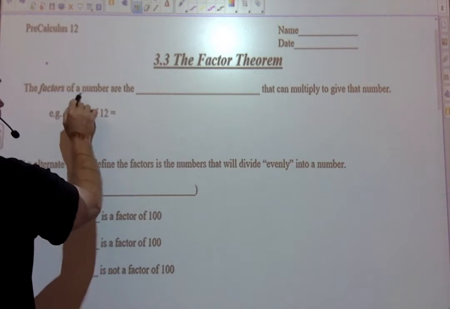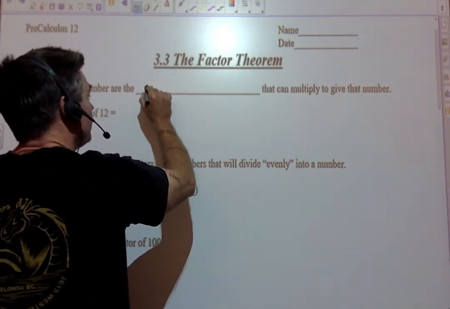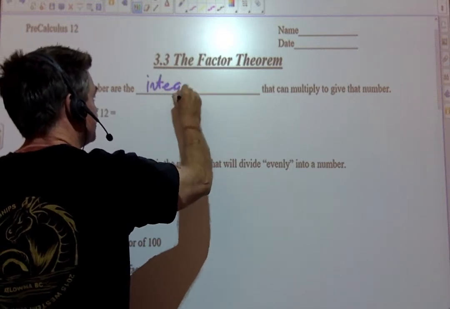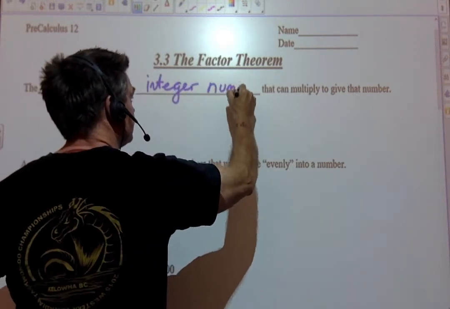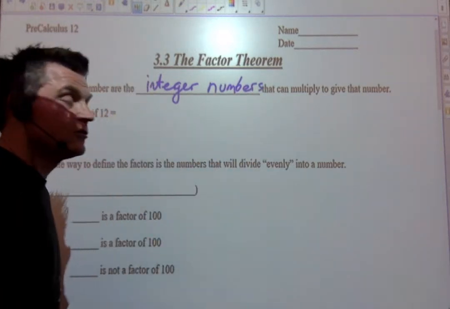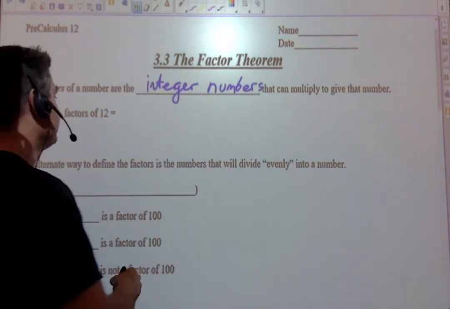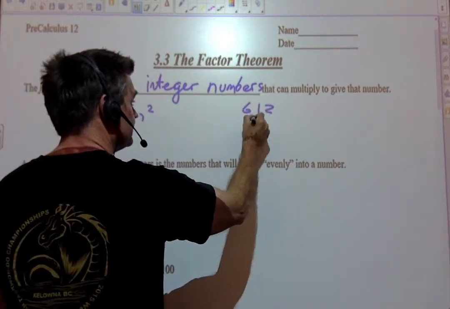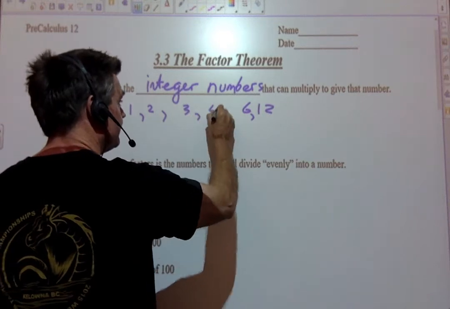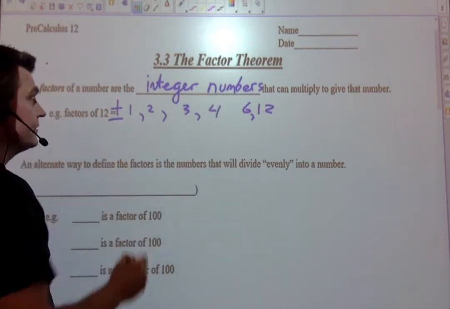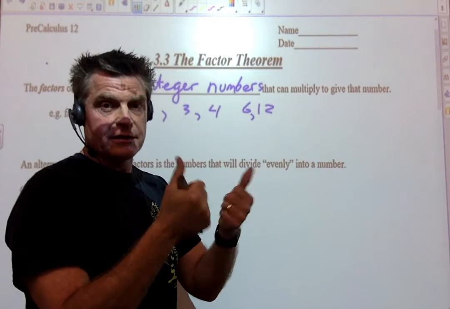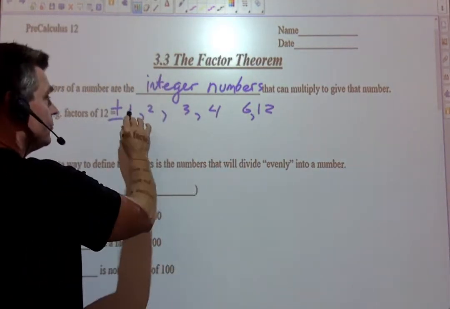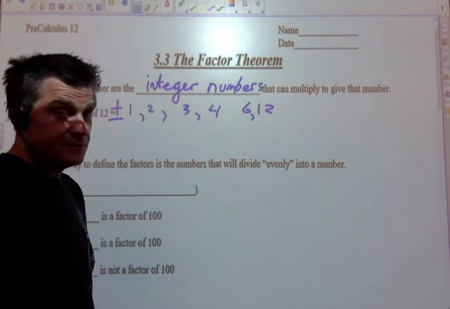The factors of a number are really going to be the whole numbers, or maybe I should say the integer numbers, that can multiply to give another one. For example, the factors of 12, we know, are going to be 1 and 12, 2 and 6, and 3 and 4. Now they could be plus or minus, right? Could be positive or negative, depending. Two negatives make a positive, right? So the factors of 12 are going to be these. Now, there's 1, 2, 3, 4, 5, 6, so 12 different factors.